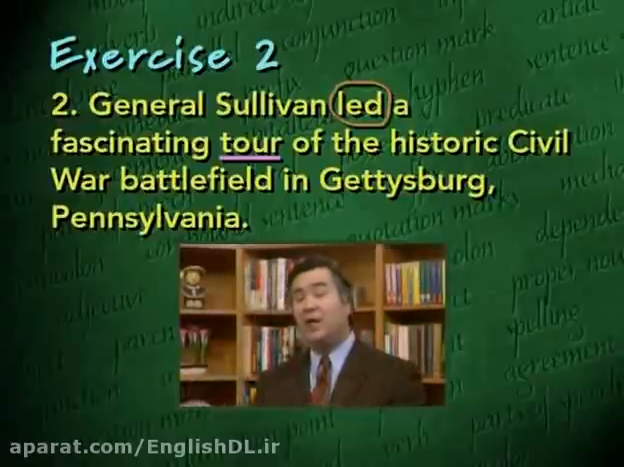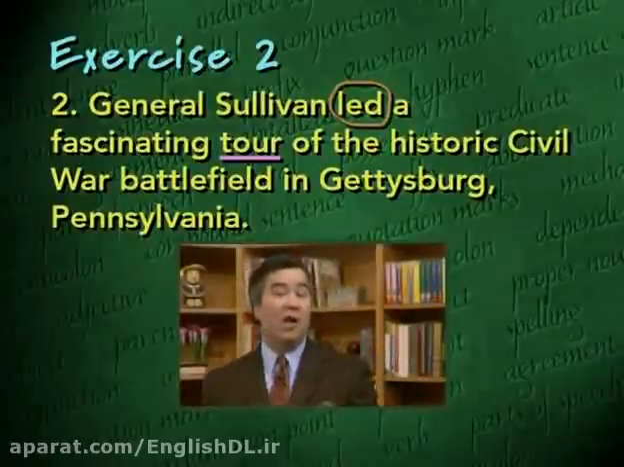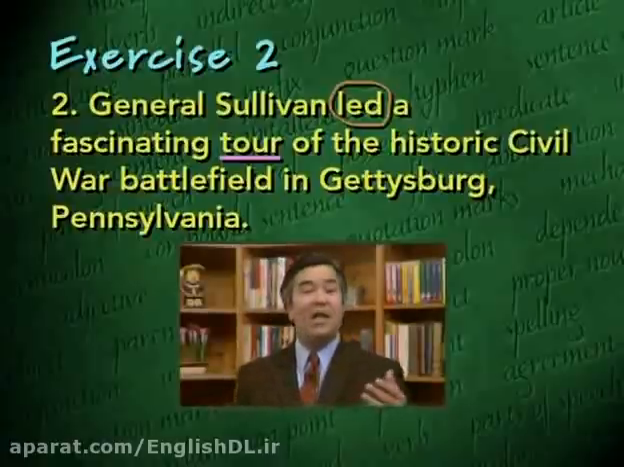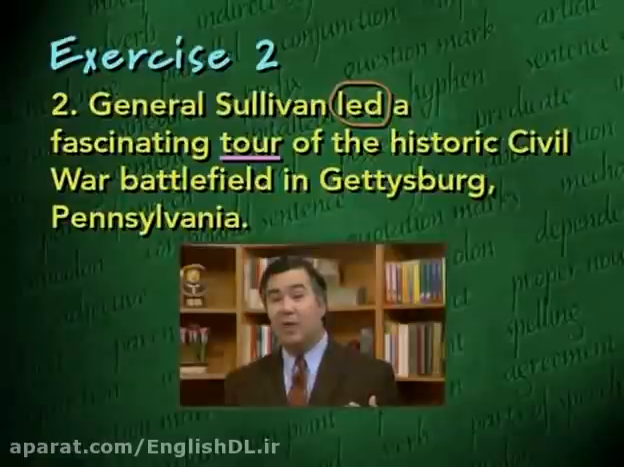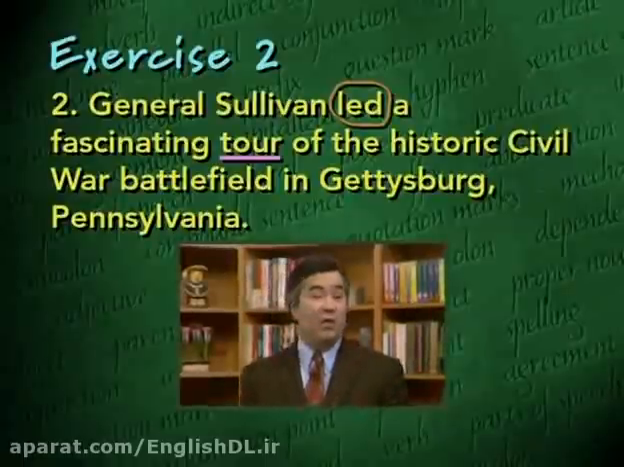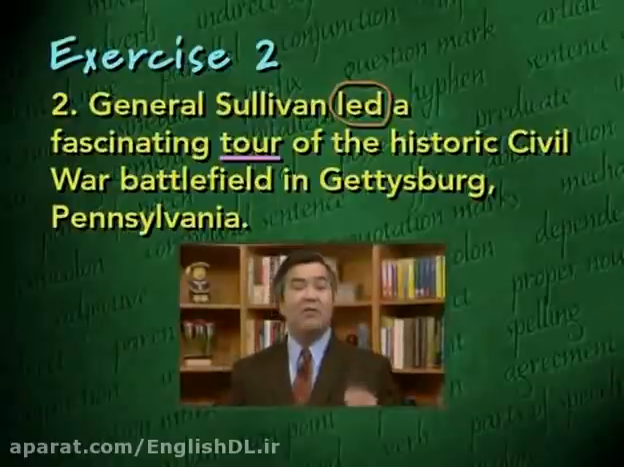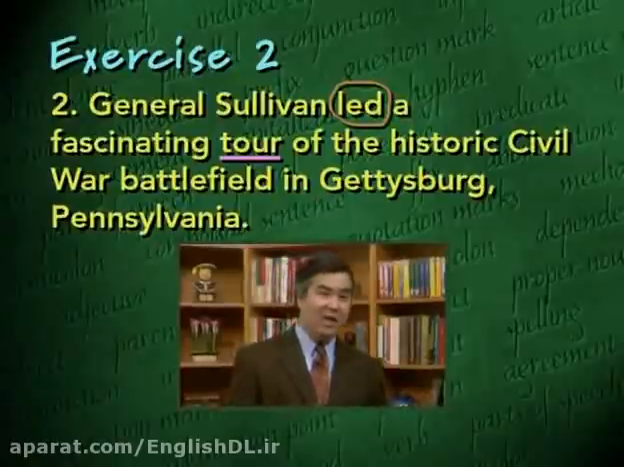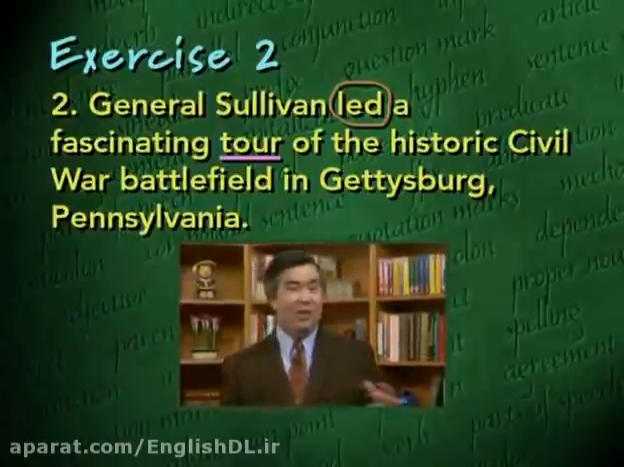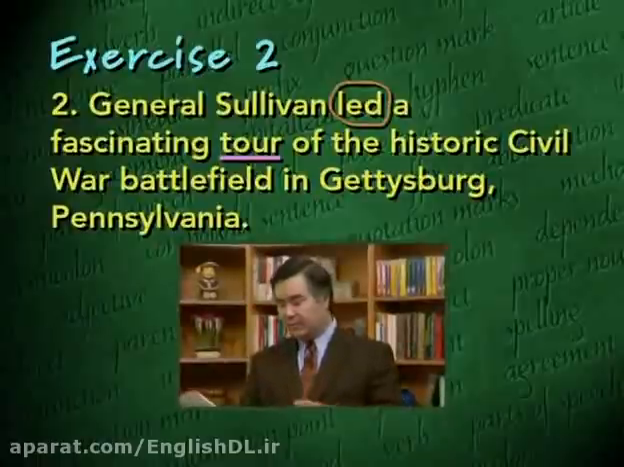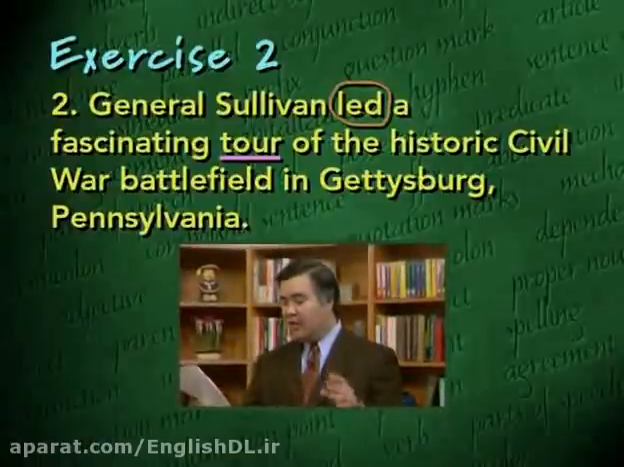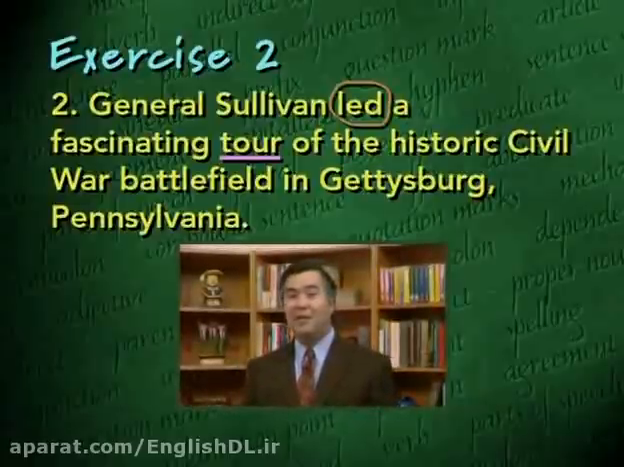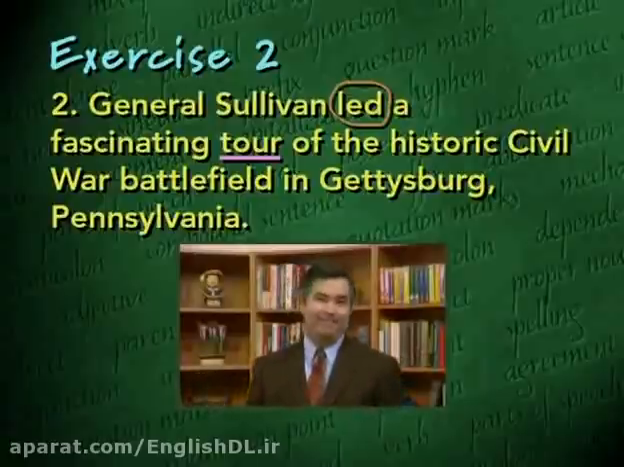In Gettysburg, Pennsylvania. Those two groups of words are prepositional phrases, and the prepositional phrases give more information about the action. They don't receive the action of the verb directly. One tip when you're looking for the direct object of a verb is that the direct object will never be found in a prepositional phrase. The prepositional phrase may give more information about the object, but the prepositional phrase will never contain the object of the verb. That's how we know that those words, of the historic Civil War battlefield in Gettysburg, Pennsylvania, don't contain the direct object. The direct object is the word tour.